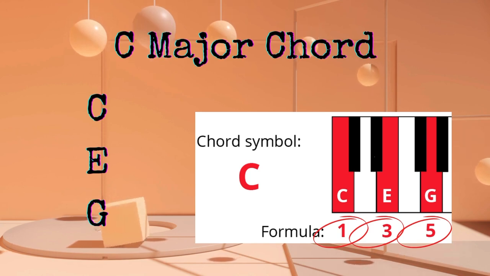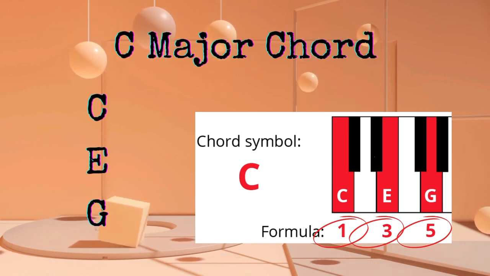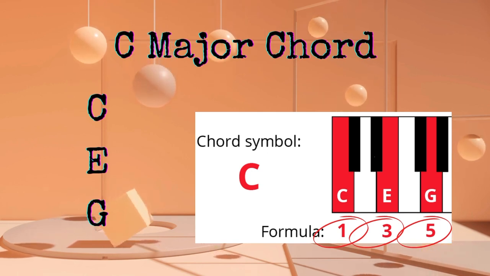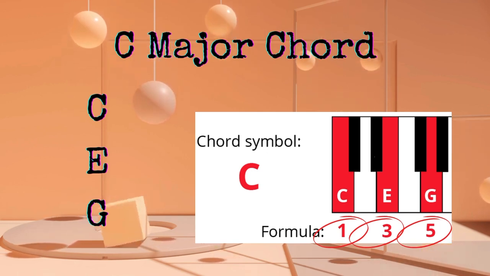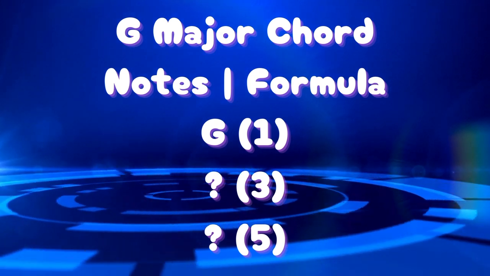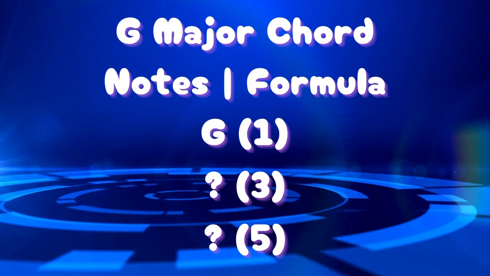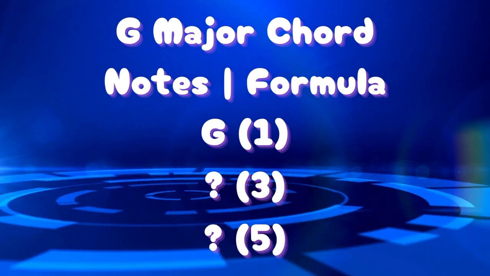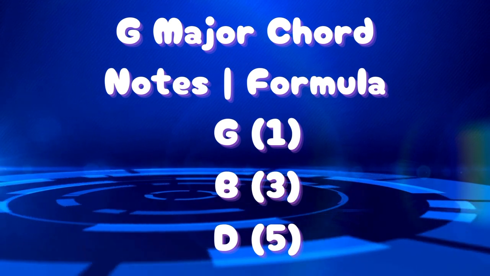Now the cool part is you can do this for any major chord. You can find the 1, which is your starting note, the 3rd and the 5th, and build a major chord. Let's do an example. Let's figure out the notes that compose this G major chord. We know that G is our 1, but what is our 3rd and our 5th? Well, if you figured out that the 3rd is B and the 5th is D, you got it.